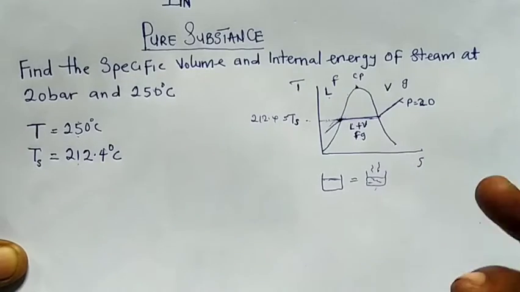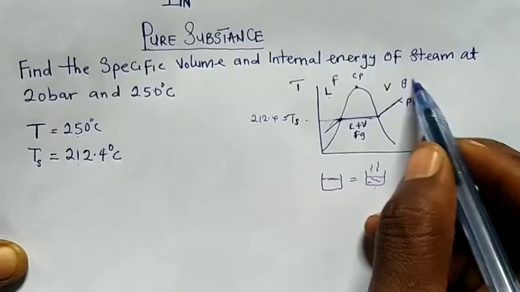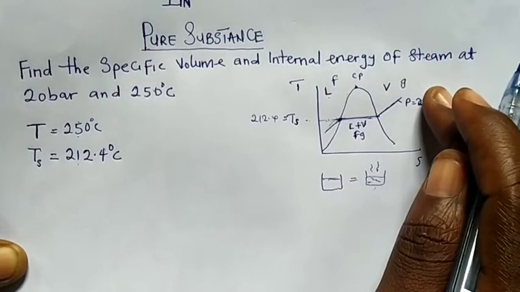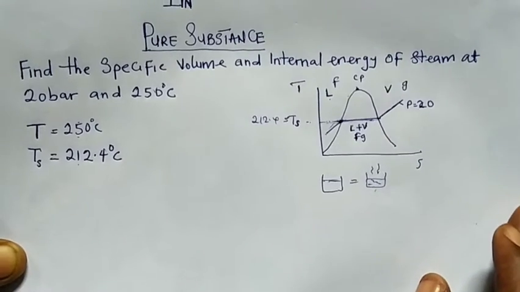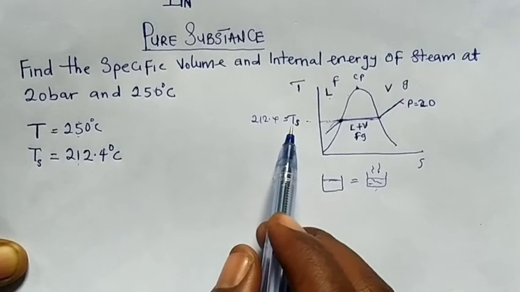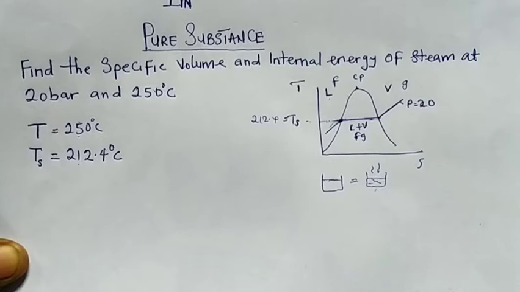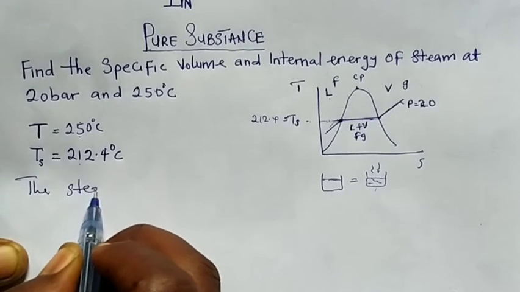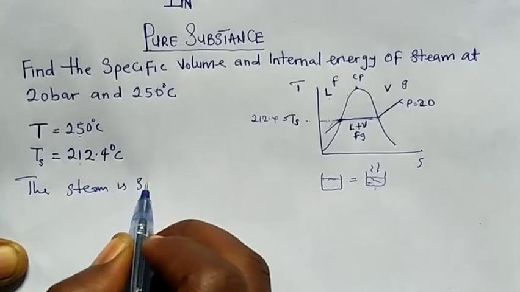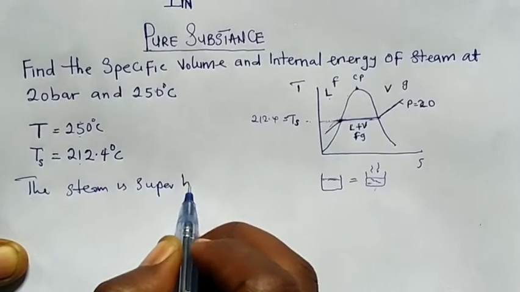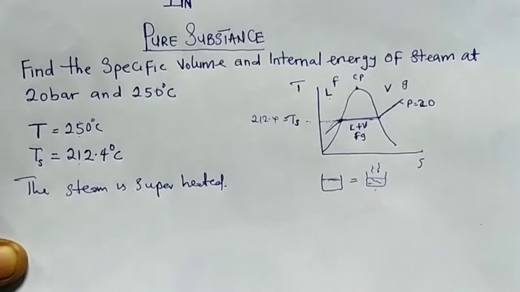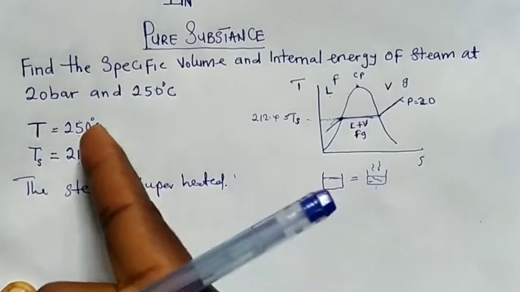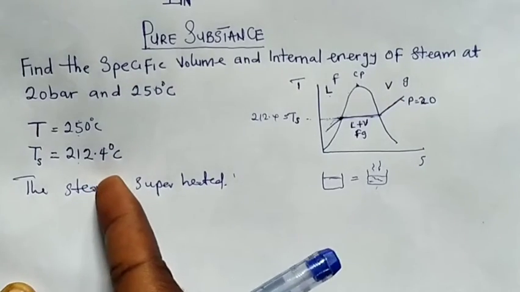If you've been watching my videos, I will tell you everything involving this region here is superheated, right? So my steam is superheated. That is point 1. So you write: the steam is superheated because it is greater than what? The temperature of the steam is greater than the saturation temperature.